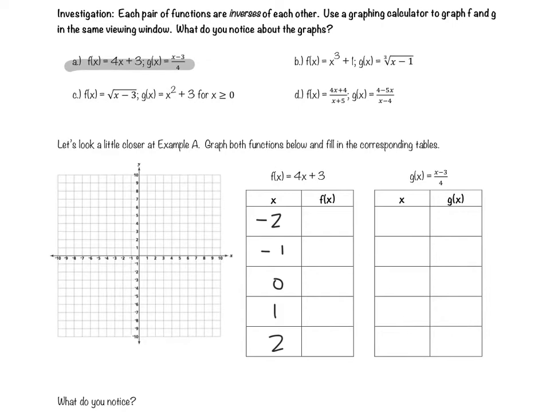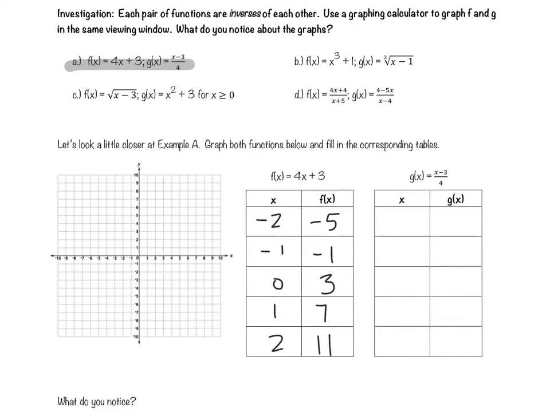So -2: 4 times -2 is -8, plus 3 is -5. -1 times 4 is -4, plus 3 is -1. 0 times 4 is 0, plus 3 is 3. 1 times 4 is 4, plus 3 is 7. And 2 times 4 plus 3 is 11.